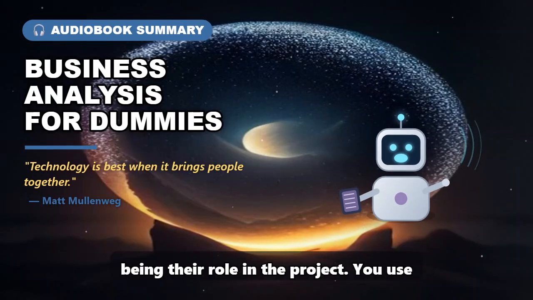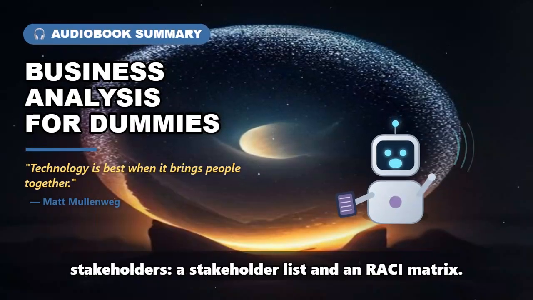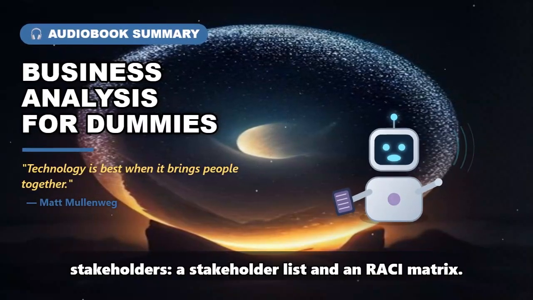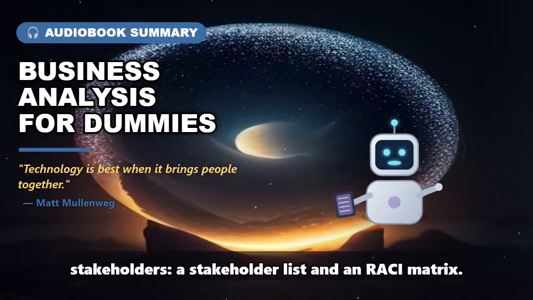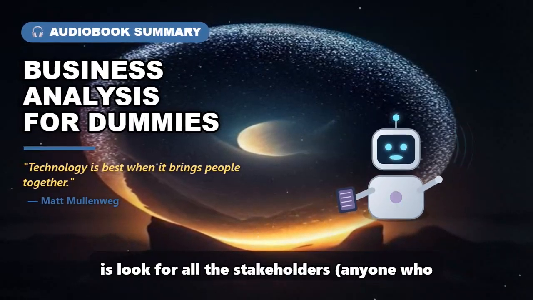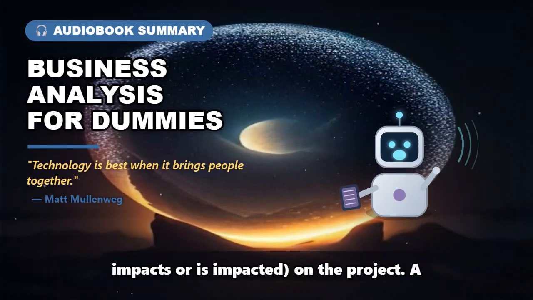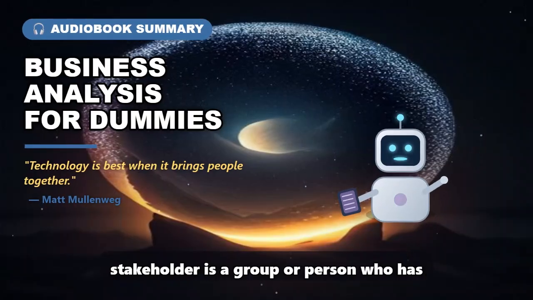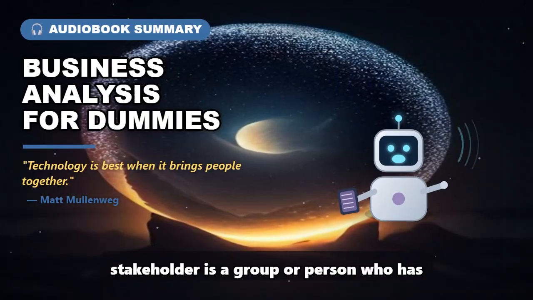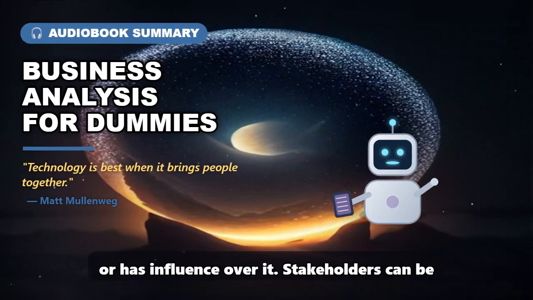You use two main steps in identifying your cast of stakeholders: a stakeholder list and an RACI matrix. Find your stakeholders. The first thing to do is look for all the stakeholders, anyone who impacts or is impacted on the project. A stakeholder is a group or person who has interests that may be affected by an initiative or has influence over it.